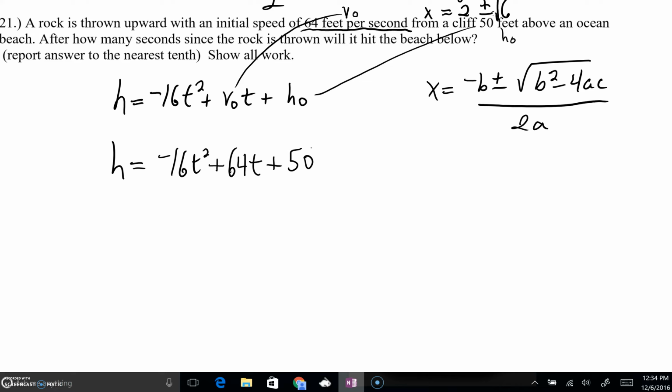What we'd like to know, though, is when will the rock hit the beach below? The beach below is going to have a height of 0. So when the rock hits the ground, your height is going to be 0. And this means you're going to solve this equation for time.